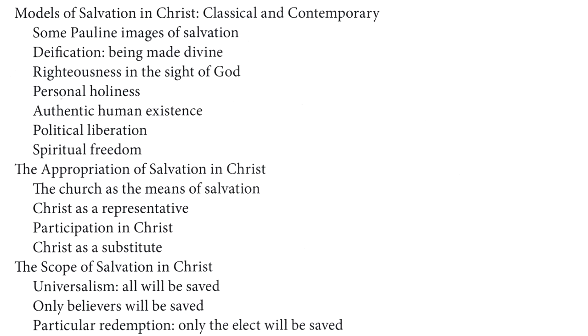Now, these issues are explored and discussed in the section of the chapter entitled The Appropriation of Salvation in Christ. And this looks at four ways of thinking about this. First, the church as the means of salvation. Secondly, Christ as a representative. Thirdly, participation in Christ. And fourthly, Christ as a substitute.